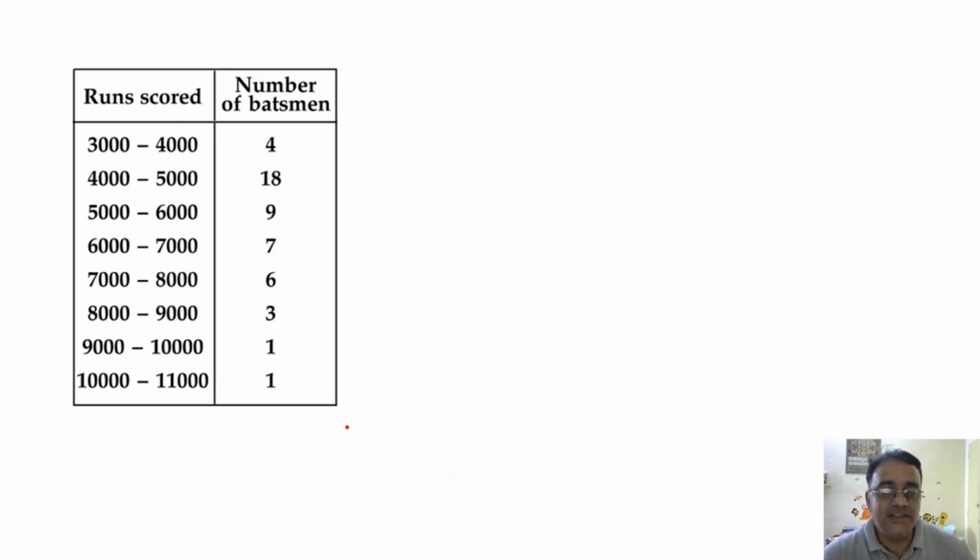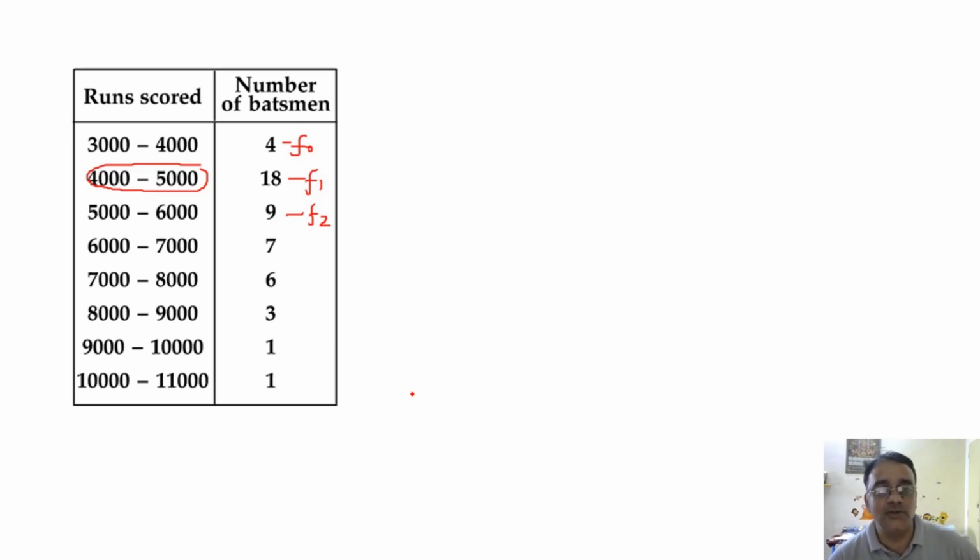Which frequency is the highest frequency? 18. So ये f1 हो गया, 18, और ये मॉडल क्लास हो गया, और ये f0, after f1, f2. And what is the value of h here? 1000. And what is the value of L? 4000. Right.